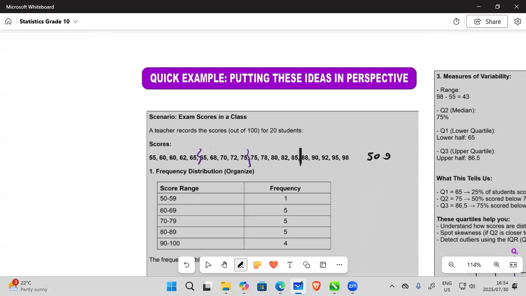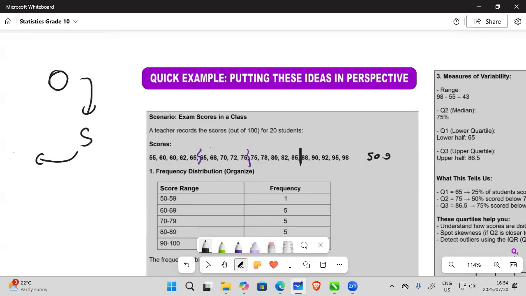A teacher records the scores out of 100 for 20 students. So students wrote an exam, the teacher marked the exam. These were the marks out of 100 for 20 students. I need to take this data and organize it. So remember, collect, organize, summarize, and represent. That's the only 4 things we're doing. The collection is given to you, so we don't have to even worry about it. So let's talk about frequency distribution.